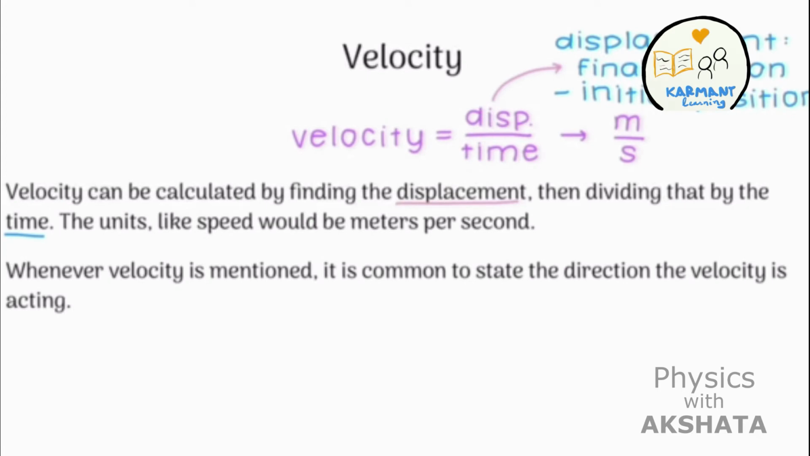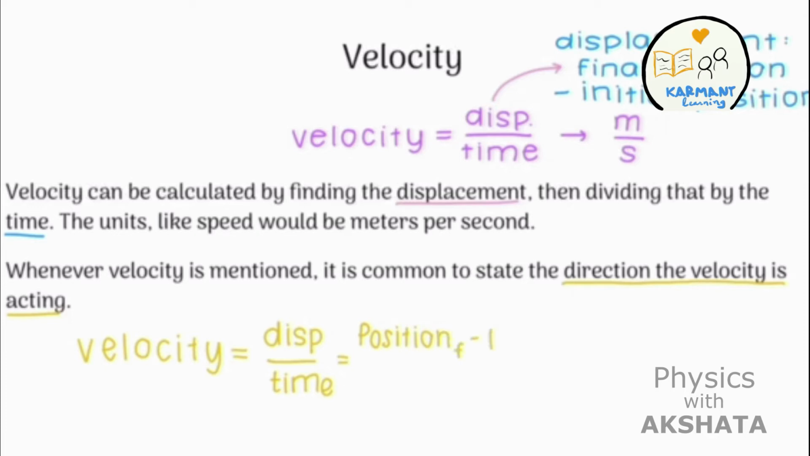So velocity is a vector, unlike speed, and because of this, it is common to state the direction that the velocity is acting. So we can say like southwest or northeast. Okay, so let's review what velocity is. Velocity is displacement over time. And so in other terms, it is position final minus the initial position, all over time. Also, like I said earlier, you can't forget the direction that the velocity is taking place.